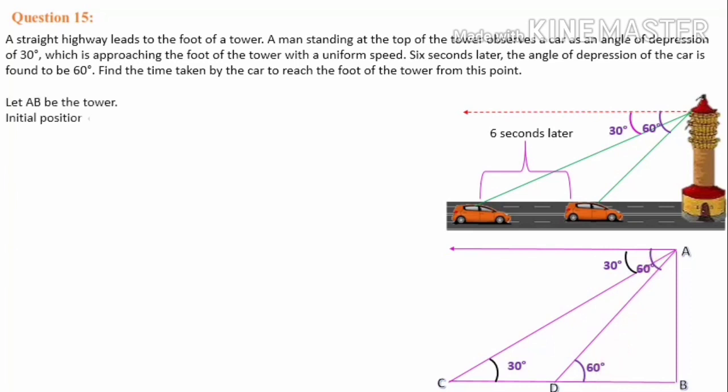Let's go for the assumption. Let AB be the tower. The initial position of the car is C, which changes to D after 6 seconds. I have mentioned this before from this diagram.